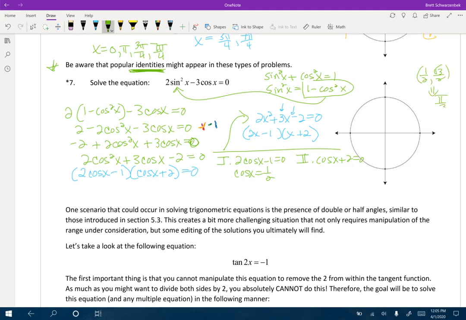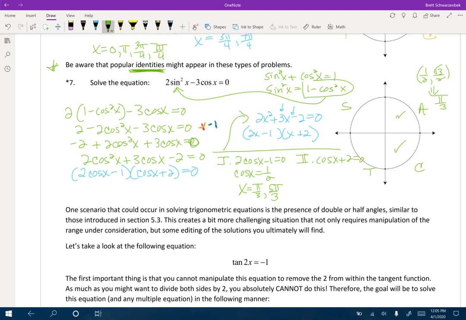Any family of pi over 3, so we want anywhere where cosine is positive. Well, that occurs at quadrants 1 and 4, so that creates pi over 3 and 5 pi over 3 as the solutions. So far we're there.